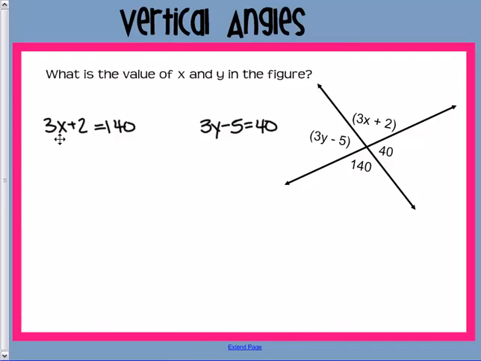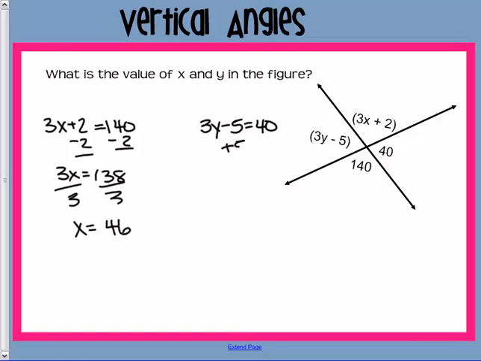Okay, in this case, 3x plus 2 equals 140, and 3y minus 5 equals 40, because these are vertical angles and these are vertical angles. So I'm going to take 2 away from both sides, and I get 3x equals 138. And when I divide, you can use your calculator if you need to. Divide by 3, and 138 divided by 3 gives us 46.